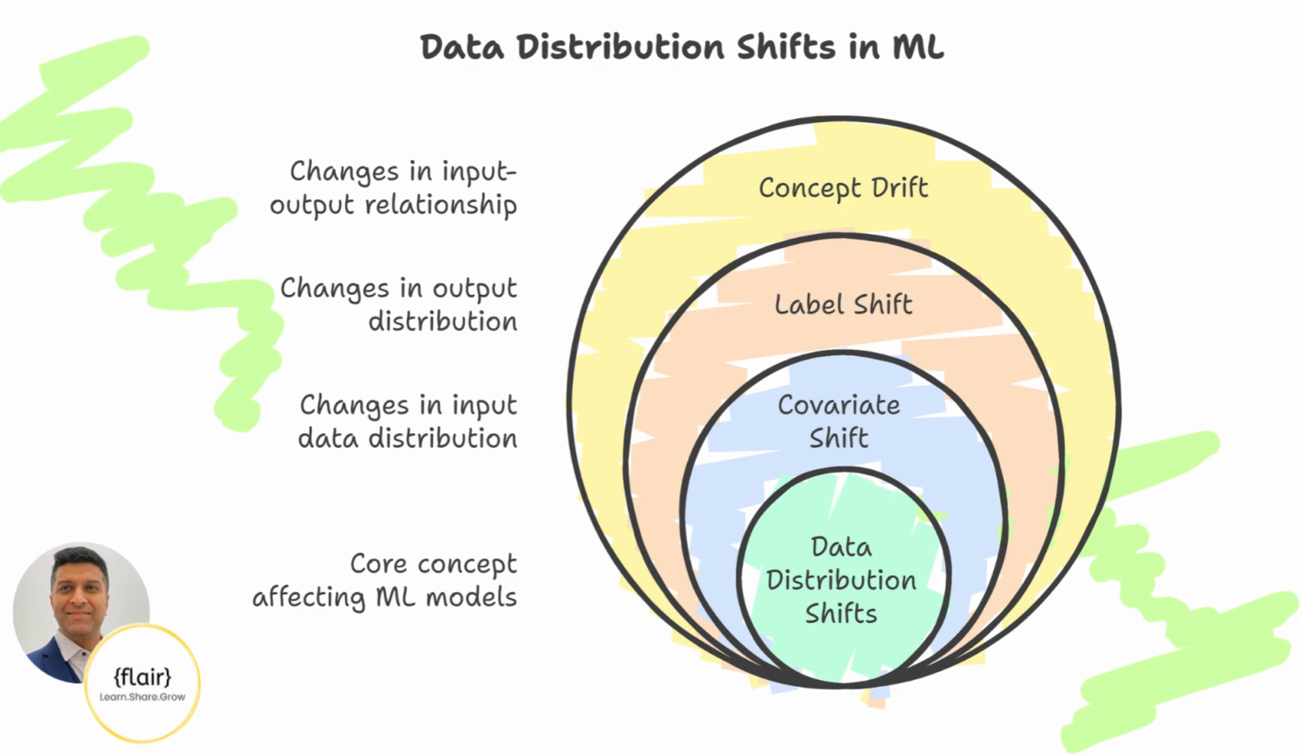Finally, we have label shift, where the distribution of outputs or the labels changes. Even if the model's inputs remain the same, the expected output might shift. For instance, imagine predicting customer churn. If the rate of churn changes drastically in production compared to the training set, the model might struggle to adapt.